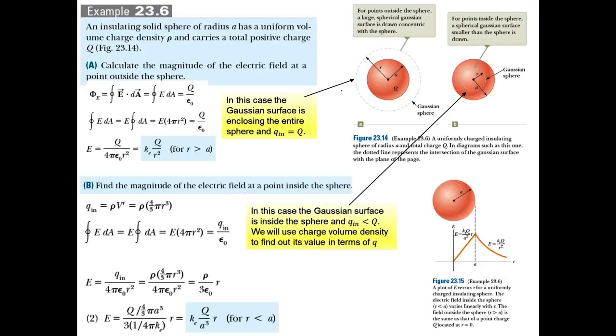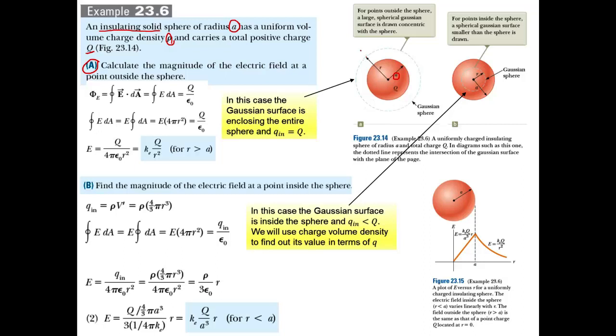Okay. So this is example 23.6. We have an insulating solid sphere. Insulating, think about like rubber ball, has a radius a, and a uniform volume charge density. What does it mean, uniform volume charge density? It means charge nicely distributed over its volume. And so the total charge of it, and it's positive, is equal to Q. Question asks us, calculate the magnitude of electric field outside of the sphere, somewhere located here.